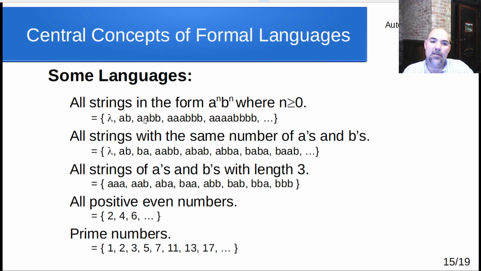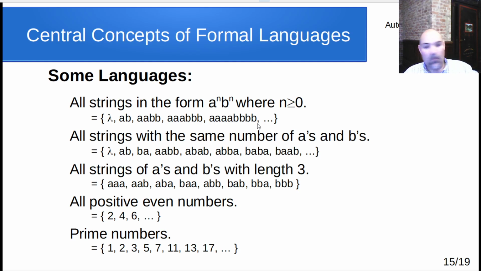But n could be 1. So there's 1 a followed by 1 b, and it could be 2. There's 2 a's followed by 2 b's, 3, 4, and so on. That could have any arbitrary number of a's. So notice that this language is infinite, and that's okay.